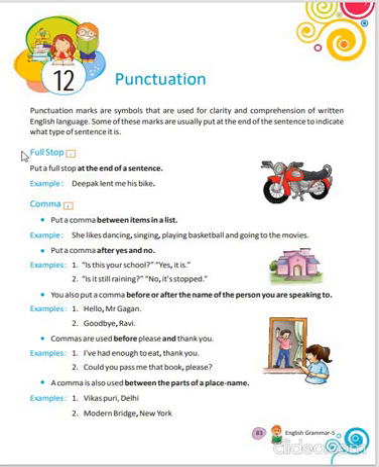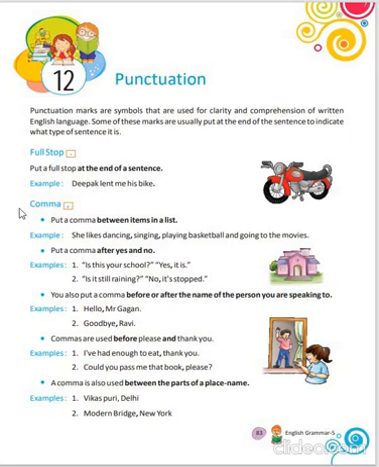So let's learn where we have to use full stop. A full stop will be placed at the end of a sentence, like: Deepak lent me his bike. So to end this sentence, we place the punctuation full stop.